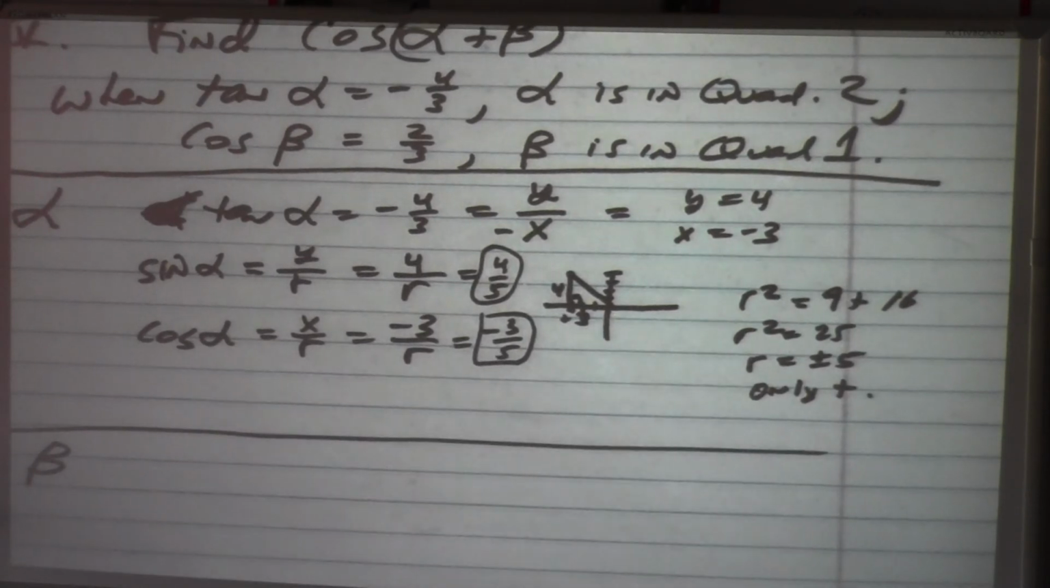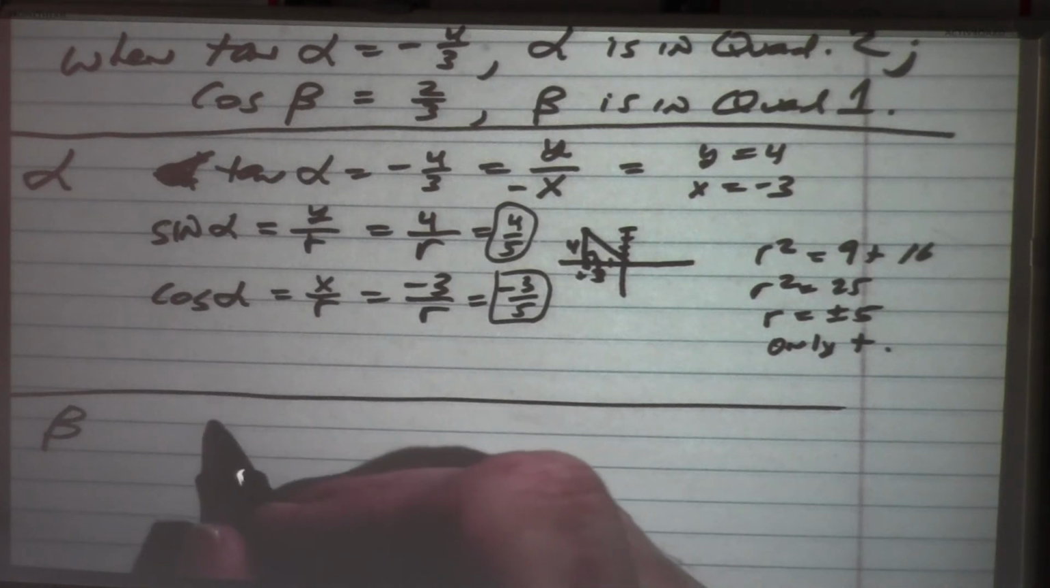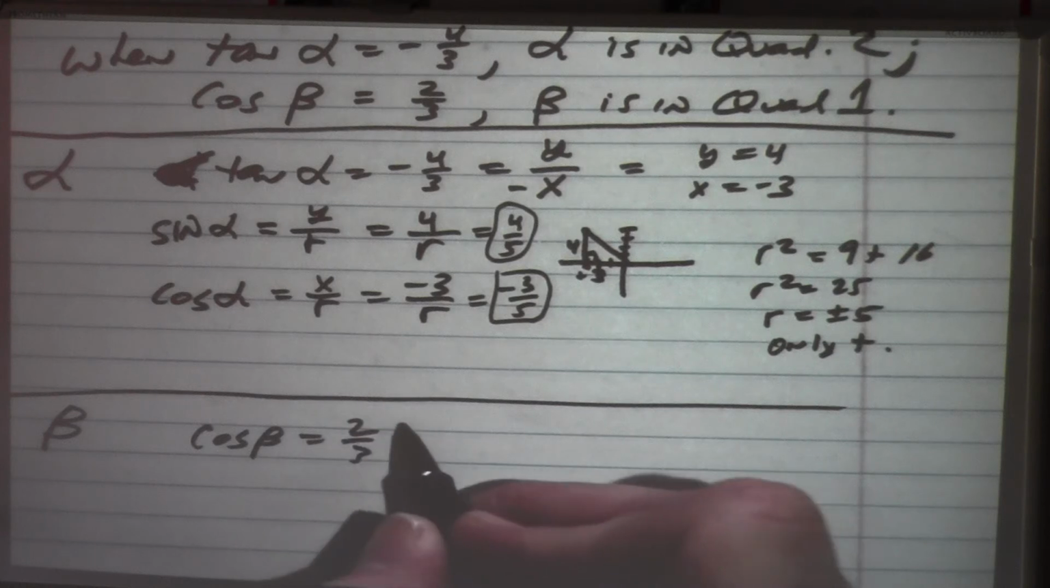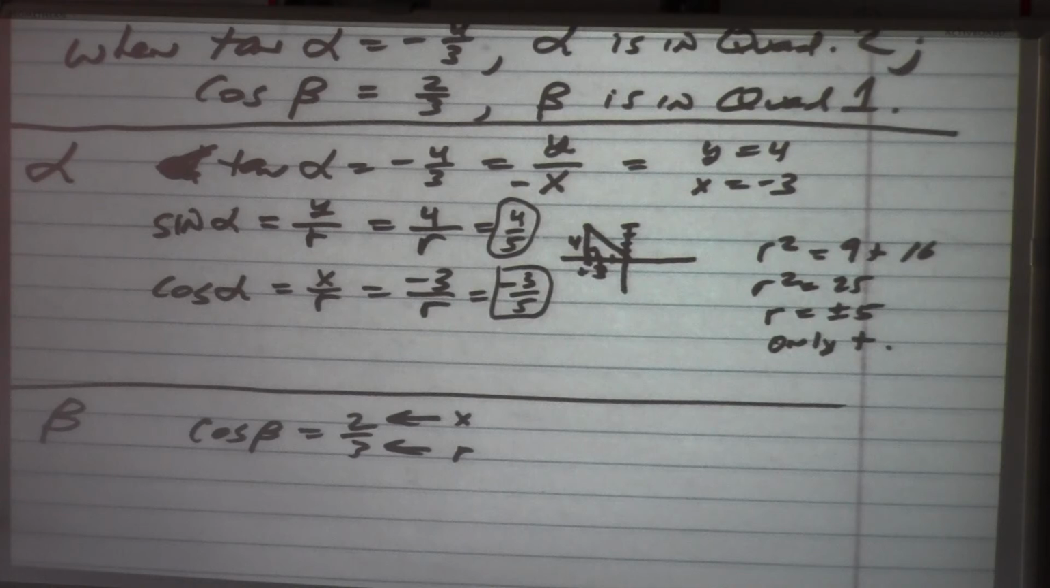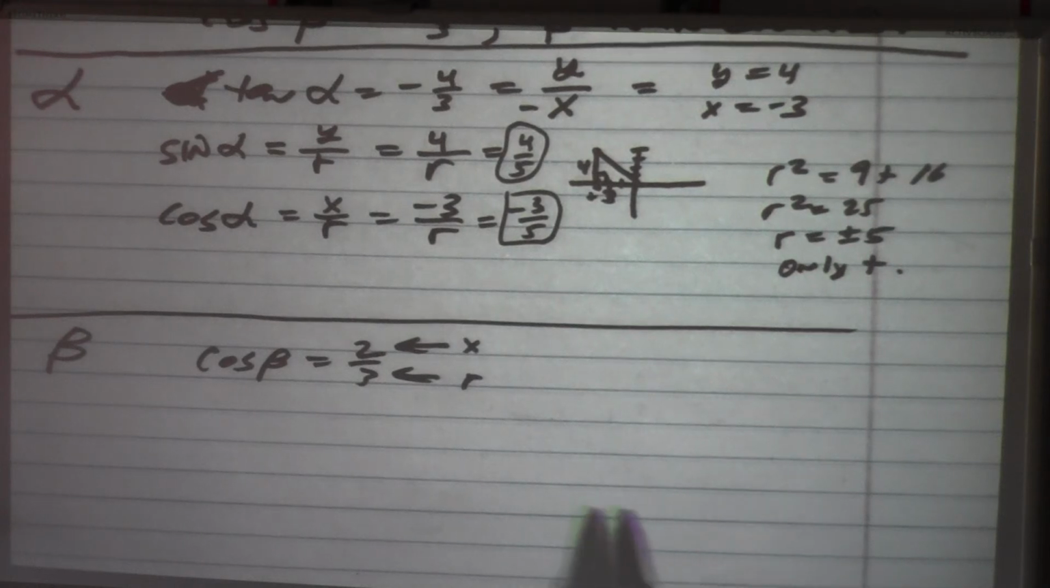Now, let's work with beta. So for sine beta, well, we already know that the cosine of beta is 2 over 3. We know that that's the x, and we know that that's the r. And, oh, we're in quadrant 1, and everything's positive in quadrant 1, so we know that the sine will be positive.